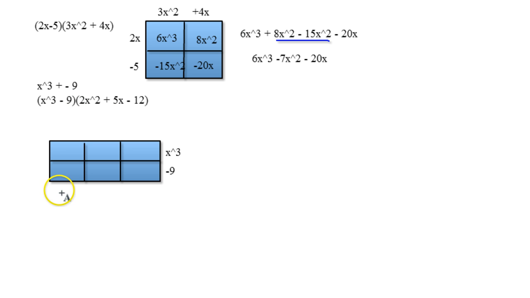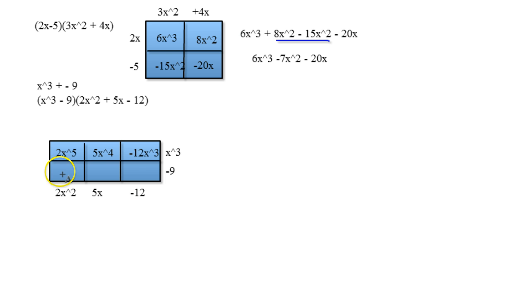Now you can also put the other stuff underneath. So this would be 2x squared, this would be 5x, and this would be minus 12. So we multiply everything. This should become 2x to the fifth. 5x times x cubed is 5x to the fourth. And then this is going to become minus 12x to the third.